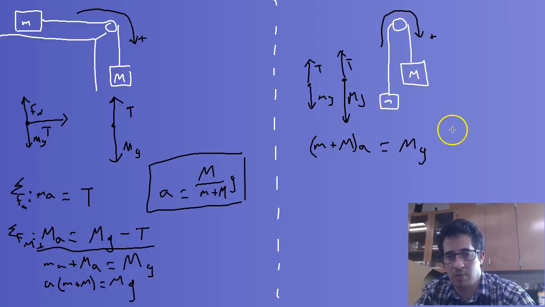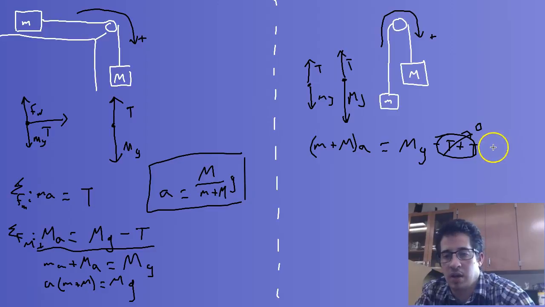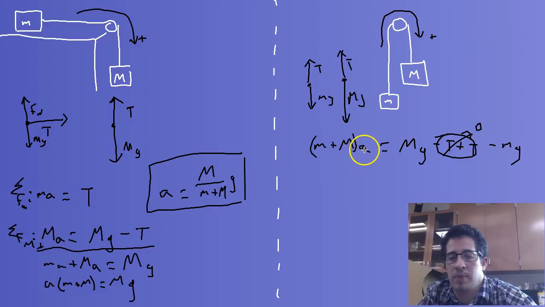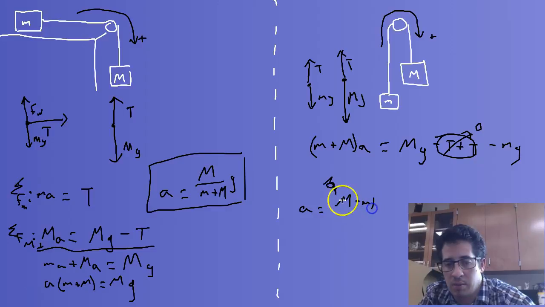Okay, you can say we have minus T, then we have plus T. So these are going to be 0, so we can just ignore them. And then we have negative mg for little m. We can factor out g, and so in this case, the acceleration of the system is equal to capital M minus little m over M plus m times g.